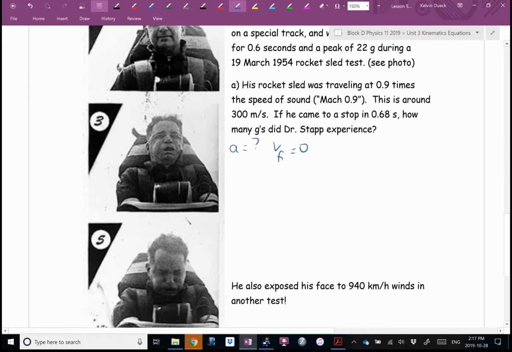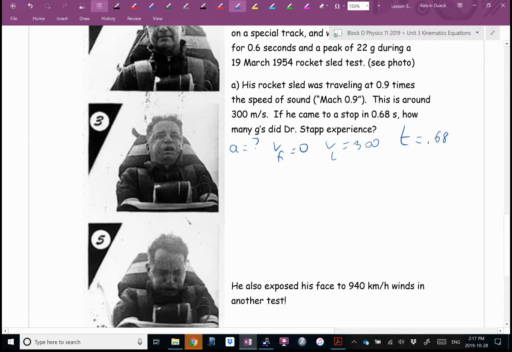And by a process of elimination, then it must be? Yeah. And I'm glad you made that silly mistake, because that's how I would have walked through it. I would have said, wait a minute. You would have come to the word stop and said, oh, that's got to be V final. And you would have corrected yourself and said V initial is 300. Is that okay? What's that 0.68? Connor, my friend. What's that 0.68?